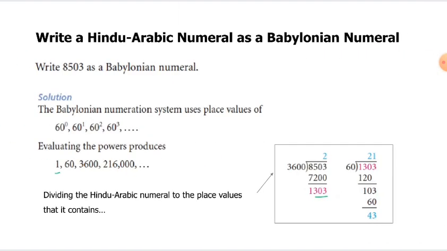Now, what if we are asked to write a Hindu-Arabic numeral into a Babylonian numeral? Okay, so what we want to know is how many ones, how many 60s, and how many 3,600s and so on are in this Hindu-Arabic numeral. So what we will do is some continuous division, using the place values as the divisor. So remember, we have these place values. 60 raised to the 0, that's the ones. 60 raised to 1 is the 60. 60 squared is 3,600.